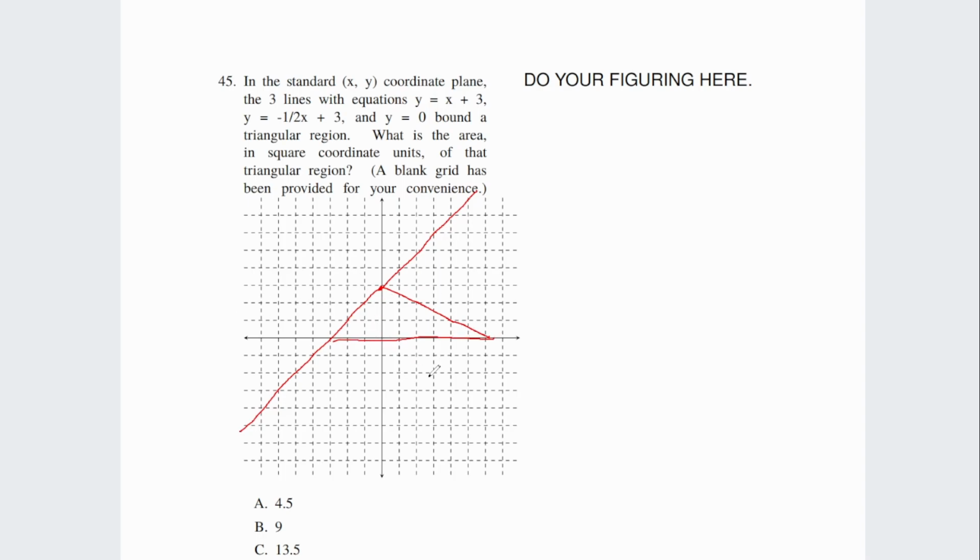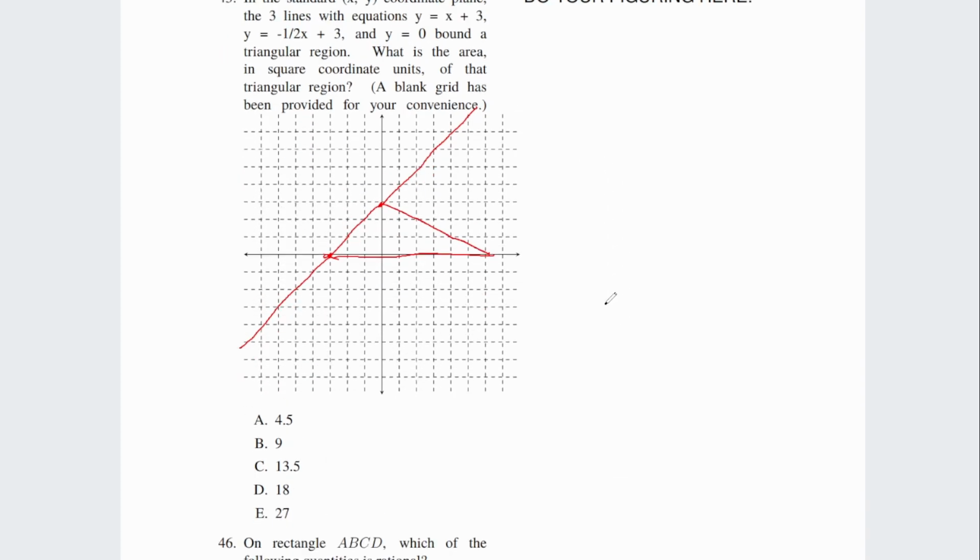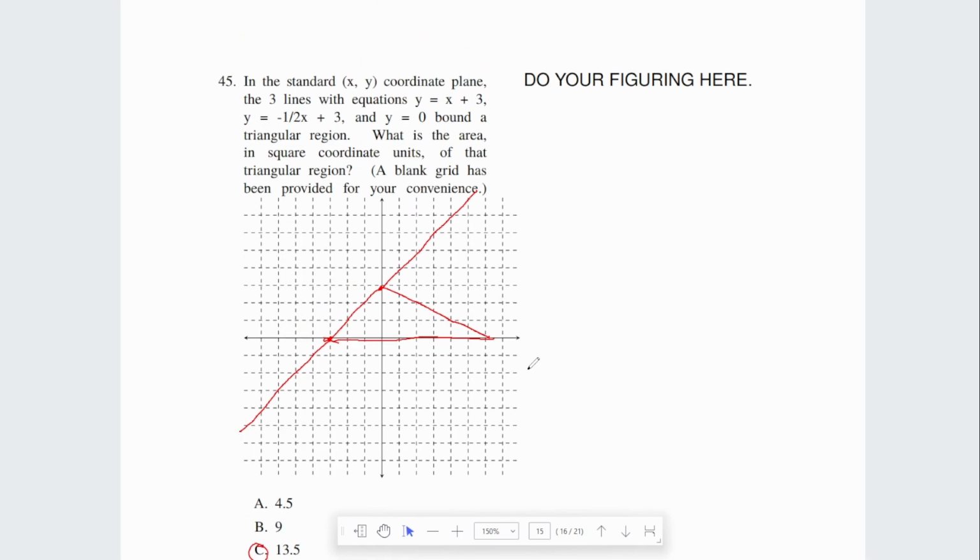So here's our triangle. Here is our triangle, and we can see we have a height of 3, and we have a base of 3, 6, 9. So the area is going to be 9 times 3 divided by 2. 9 times 3 is 27, divided by 2 is 13.5. And we can solve this without using the graph. We can double check to make sure that our drawing skills are up to snuff.